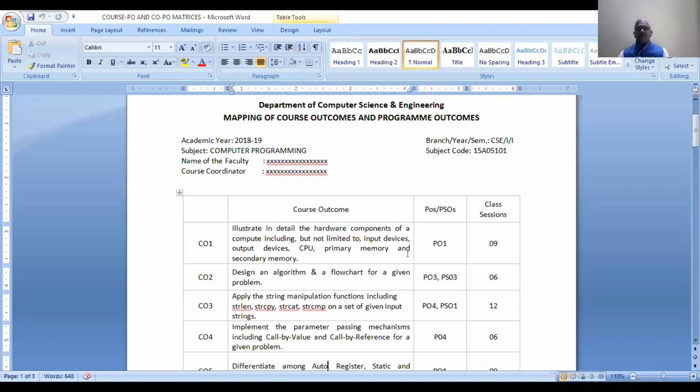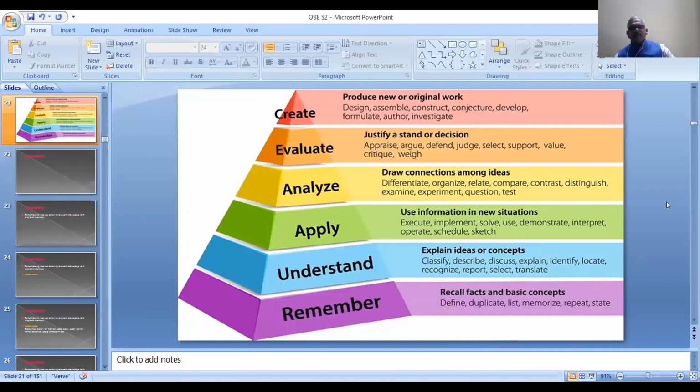Yes, I told you already in the first session itself, we are supposed to use higher order thinking. In higher order, there are many action verbs. Just a minute, I will show you one slide, madam. I am sharing my PPT again. Can you see this Bloom's taxonomy? Yes, sir. So everybody, please look at this Bloom's taxonomy.